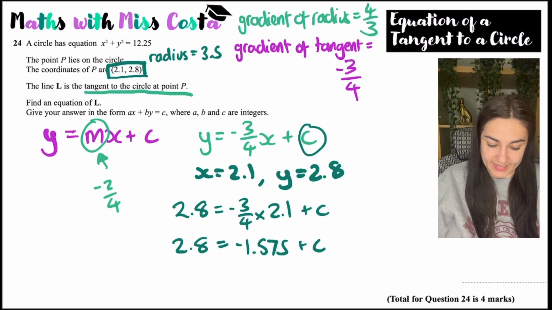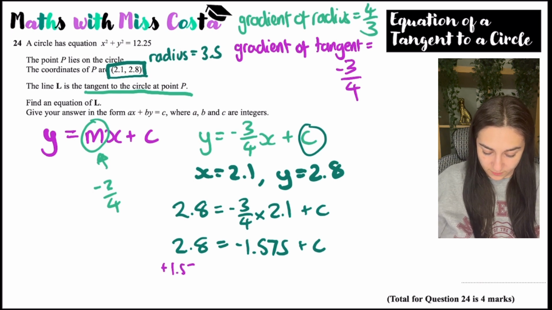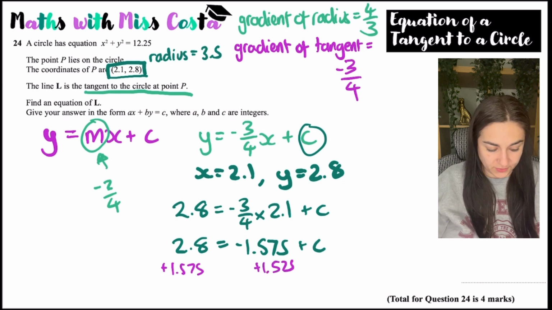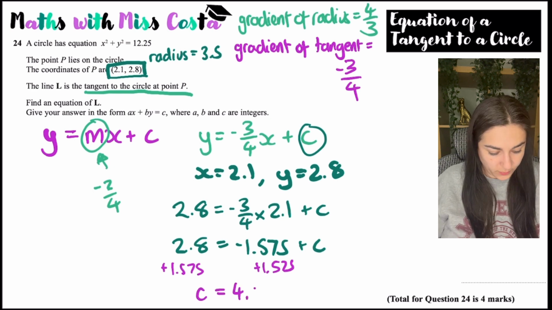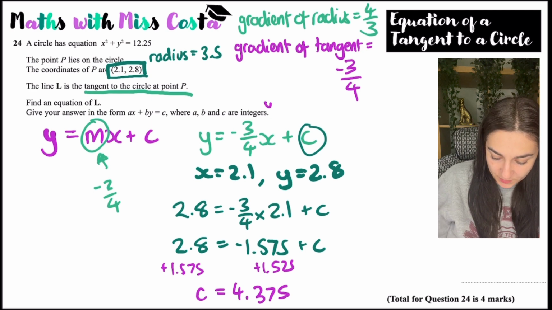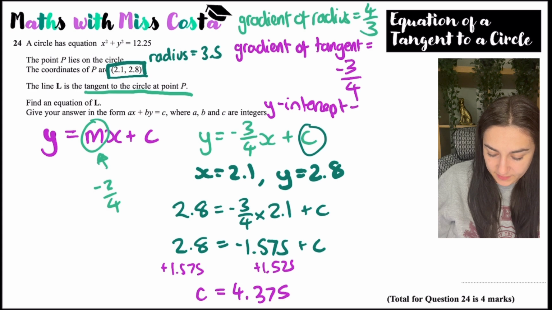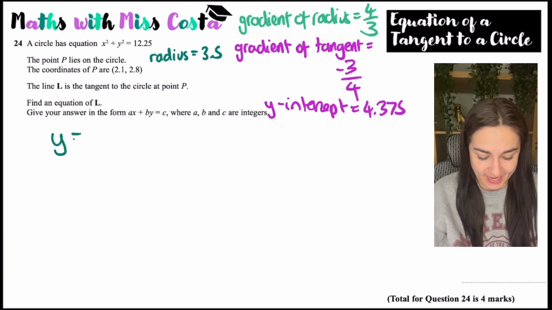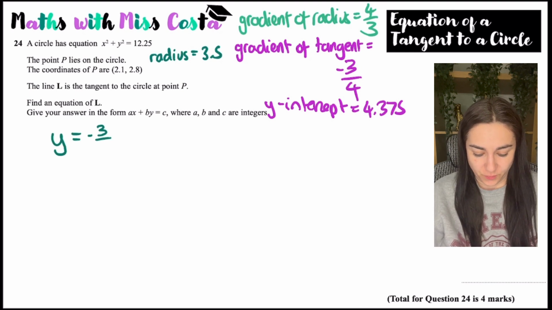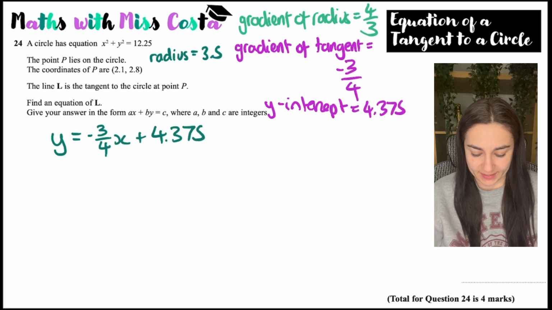To figure out what c is, I'm going to add 1.575 to both sides of the equation, which would give me 4.375. So the gradient is -3/4 and the y-intercept is 4.375. Now that I know my gradient and my y-intercept, I can write the full equation. That would be y equals -3/4 x plus 4.375.